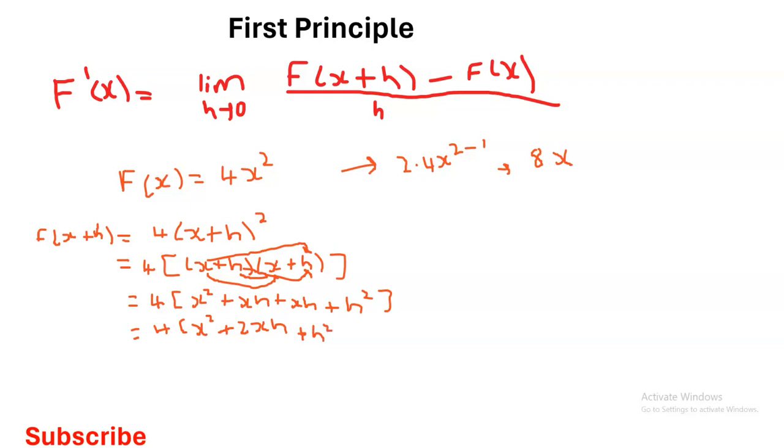And then the 4 that is outside must now come and multiply everything inside. Don't rush multiplying 4 inside. First simplify everything inside the bracket. Then the 4 can multiply everything inside now. So it will be 4 times x squared, which will be 4x squared. And then from there onwards, 4 times 2xh will be 8xh. And then from there onwards, 4 times h squared will be 4h squared now.